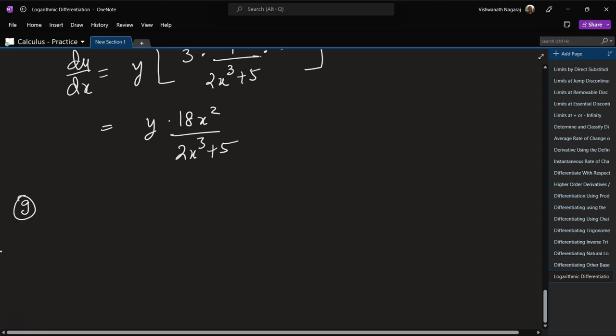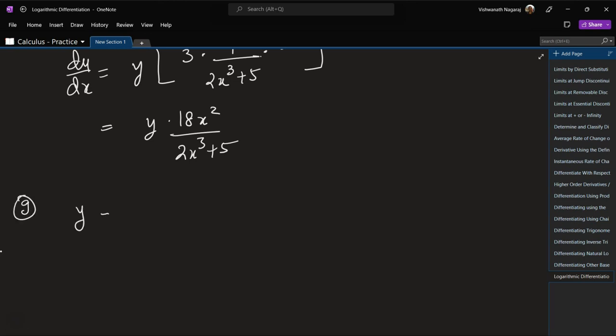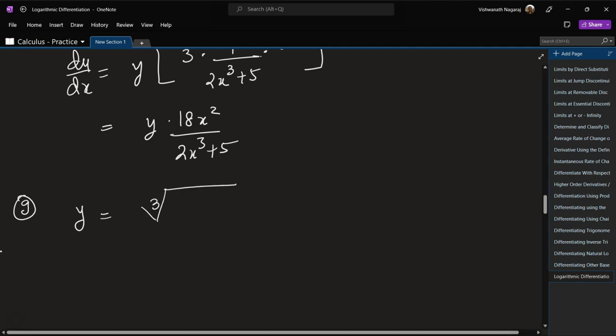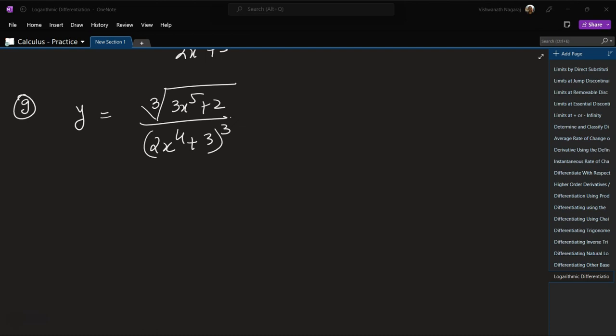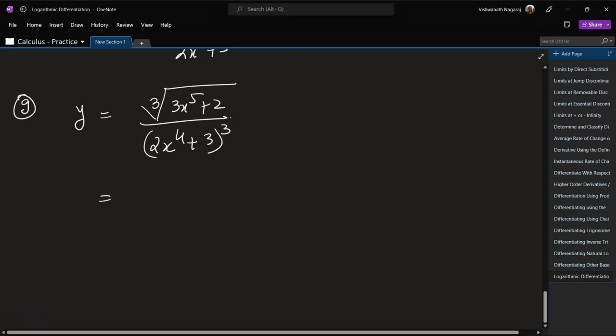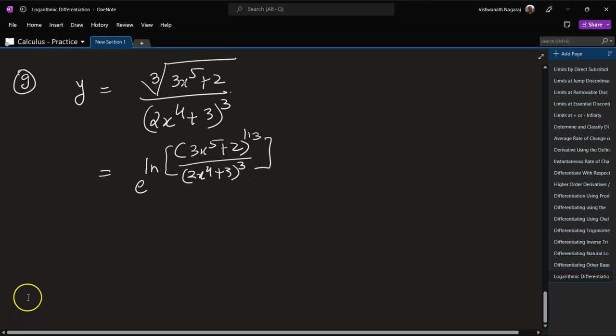Okay, ninth one. Now let's go a little bit more complicated. So y is equal to the cube root of (3x^5 + 2)/(2x^4 + 3)^3. Now this looks a little bit complicated, so let me just take it step by step. y = e^(ln [(3x^5 + 2)^(1/3) / (2x^4 + 3)^3]). That's what it comes to.